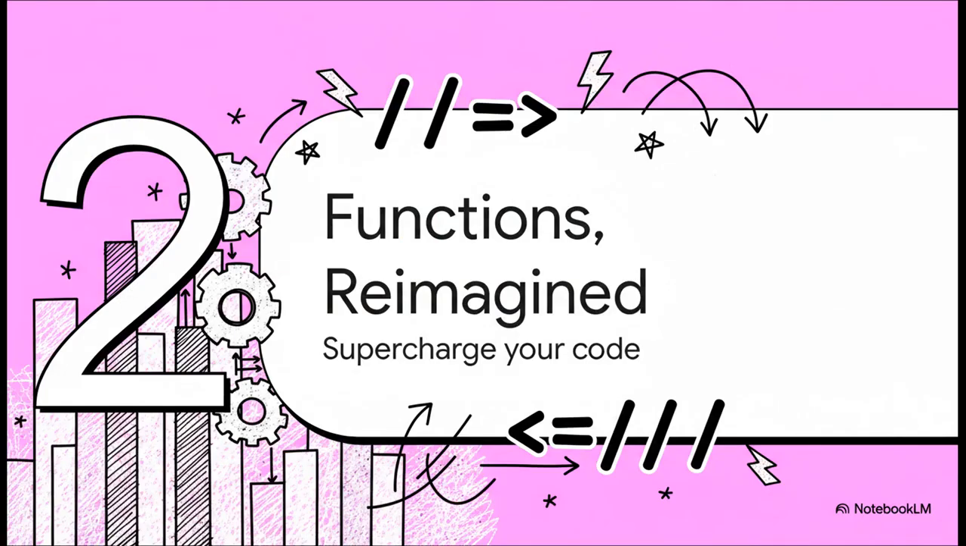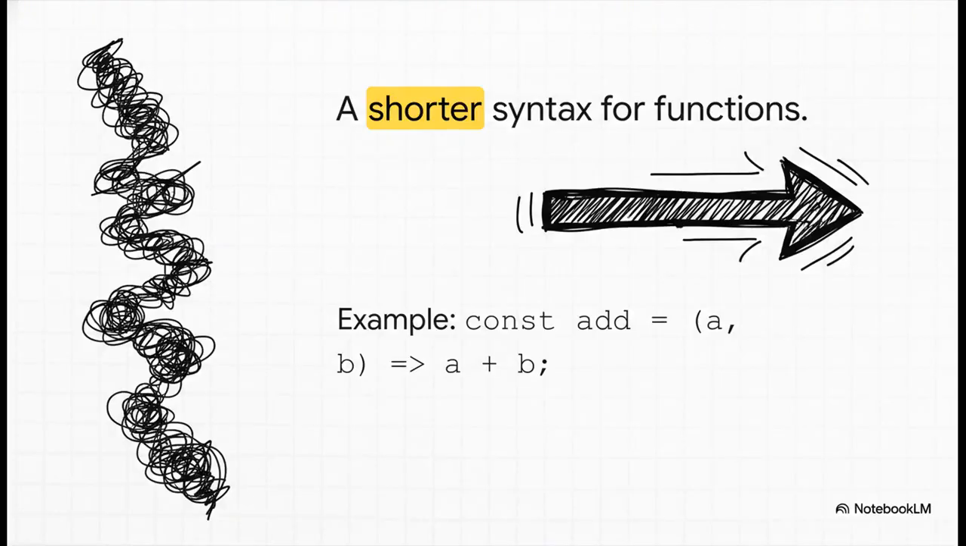All right, our foundations are set. Now let's build on them by completely reimagining how we handle functions. Modern JavaScript gives us some seriously fantastic new ways to write them, and it's all about making our code cleaner and way more efficient. Say hello to the arrow function.